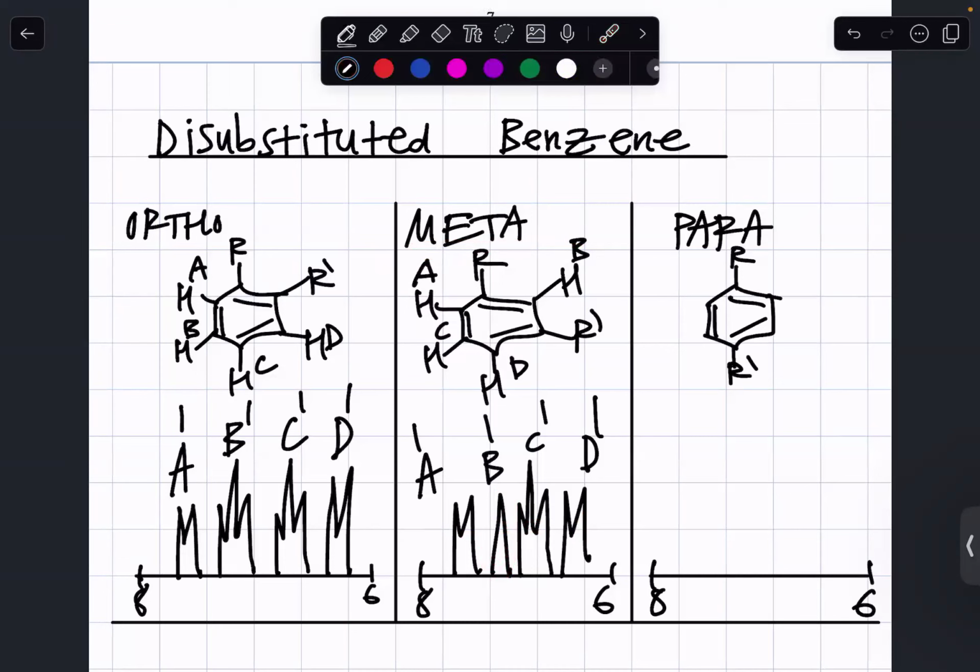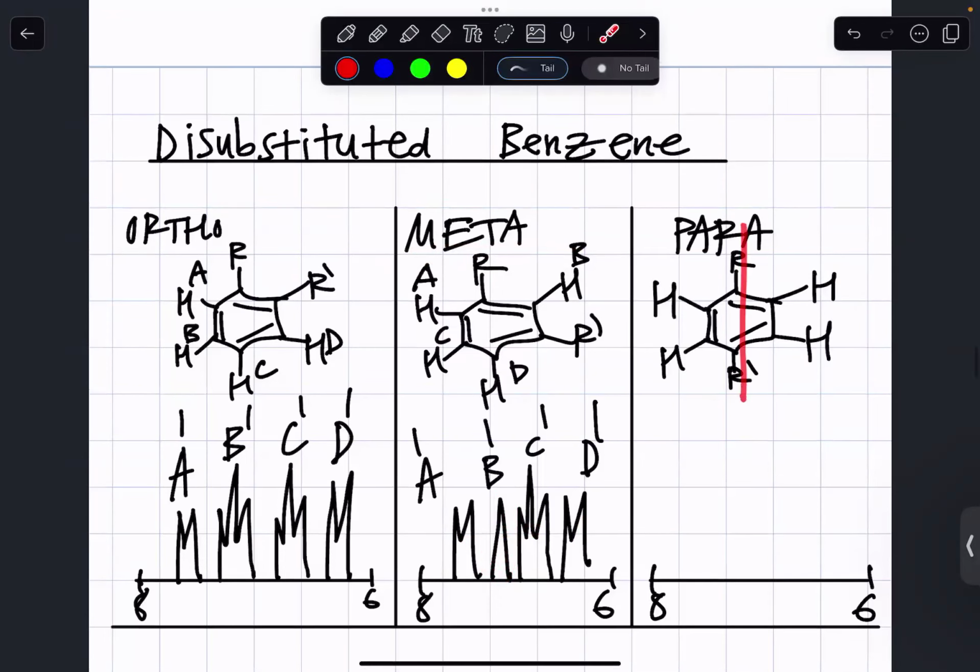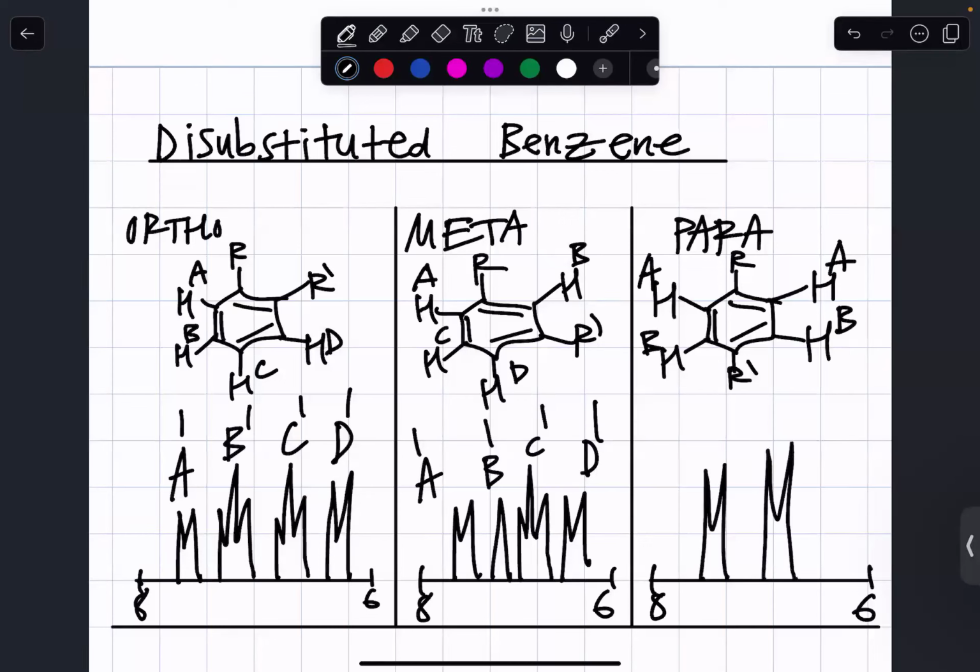Right? Para is the easiest to recognize because now we do have a plane of symmetry, which is down this middle right here, where this is going to be A, B, B. Right? These hydrogens have the same chemical environment. These hydrogens have the same chemical environment. Hydrogen A has two neighbors, doublet. Hydrogen B has two neighbors, doublet. But now the integration is going to be 2, right?